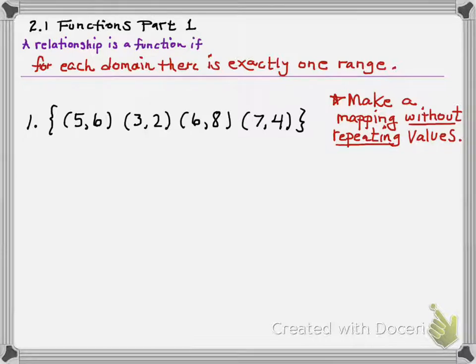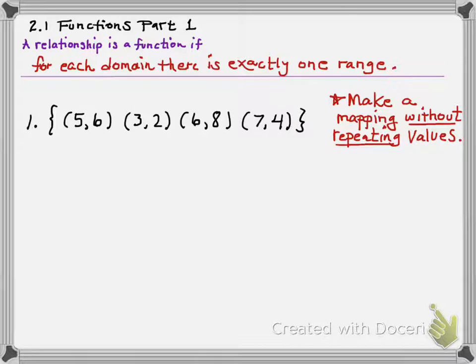All right, so first of all, a relationship is a function if for each domain there is exactly one range. Now what we're going to do is create a mapping, and I don't want you to repeat your values when you make this mapping. So what does that mean? What's a mapping look like? Well, it's just a list of your values.